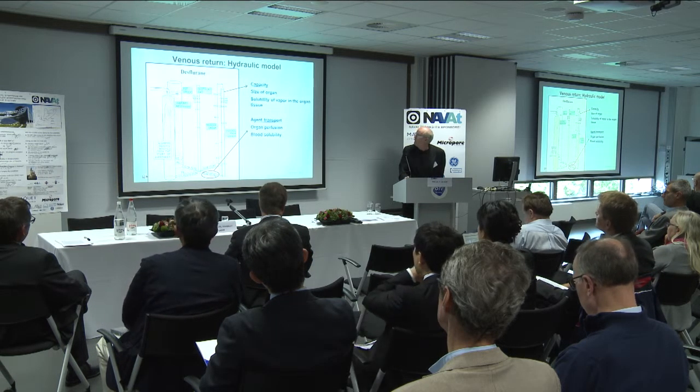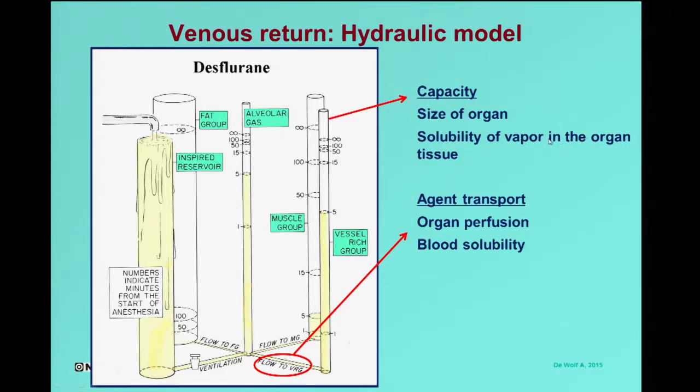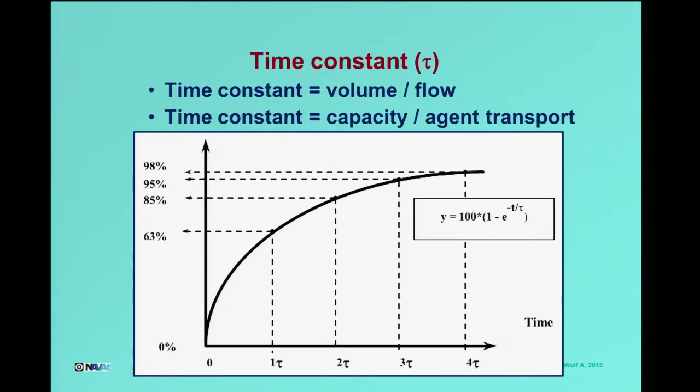So what plays a role here is the capacity, the size of the organ, and the solubility of vapor in the organ tissue. That tells you exactly how much of the vapor will end up in the organ at time infinite. And we know the agent transport, which is organ perfusion and depends on blood solubility. So if you divide these two, then you get the time constant. Although time constant usually is determined by volume over flow, in this particular situation, it is capacity over agent transport. And we know that after 3 time constants, you have 95% equilibration.